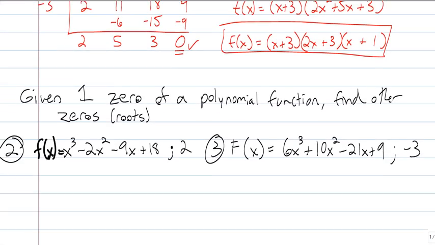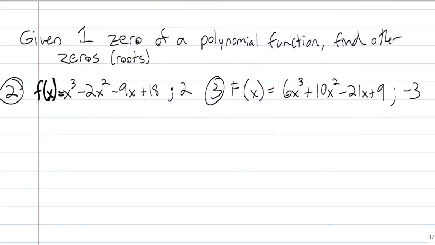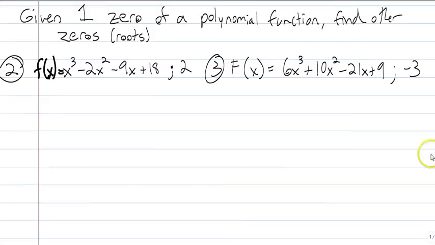Alright, now, given one 0 of a polynomial, find the other zeros. So now I want to factor and solve in a way. Okay, so I'm going to take this one step further. So I know my 0 is 2, which means that the factor is x minus 2 here. We already know that. There are 2 other answers to this problem because it's an x cubed problem. So we have to figure out what that is. Over here, the factor is x plus 3.